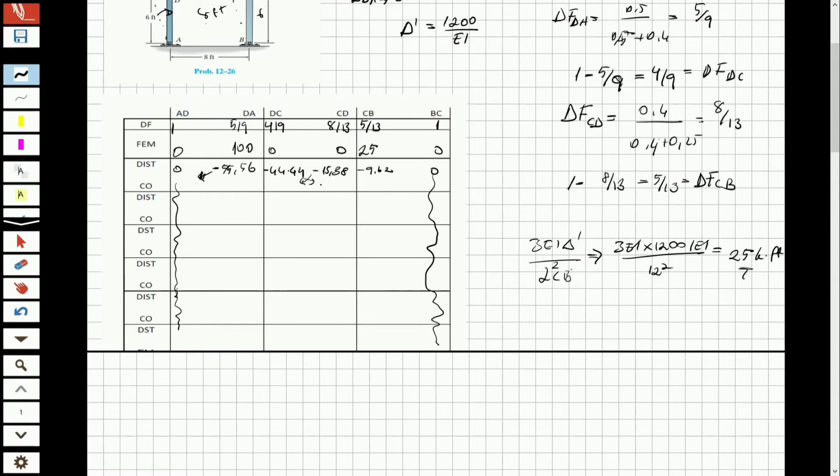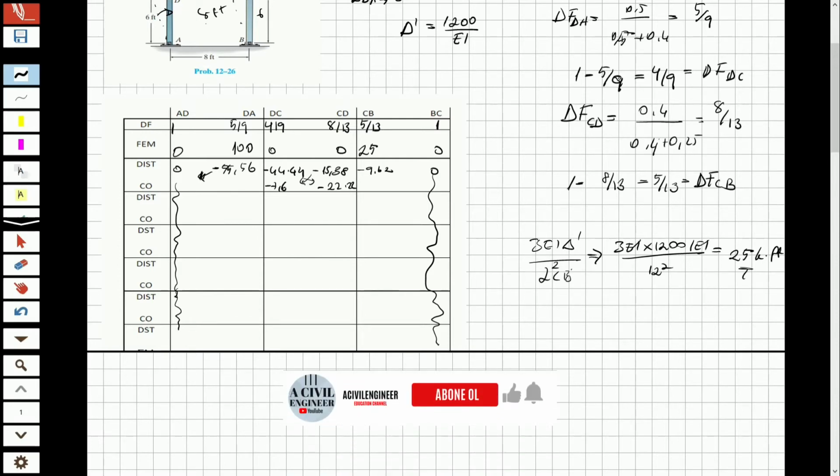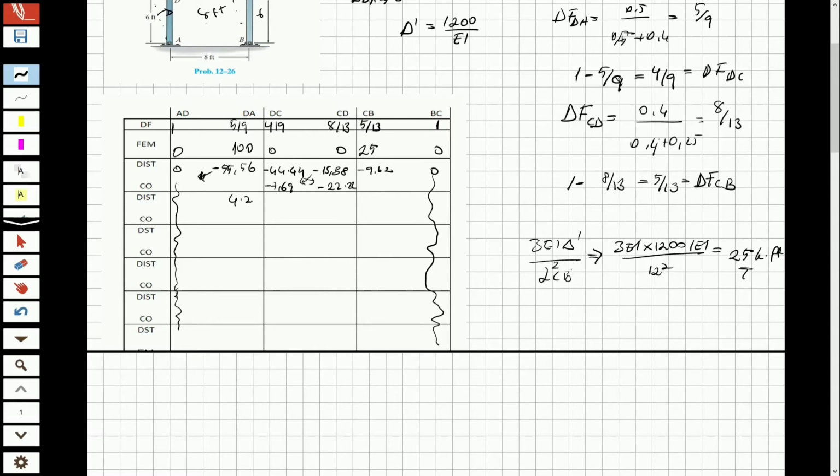Okay, half of this value will come here: minus 22.22, and this will be minus 7.69. Okay, and I'm going to distribute this moment at this ratio. When I distribute, minus 7.69 multiplied by 5 over 9, and take the negative of this value, will be 4.27. And this will be 3.42.